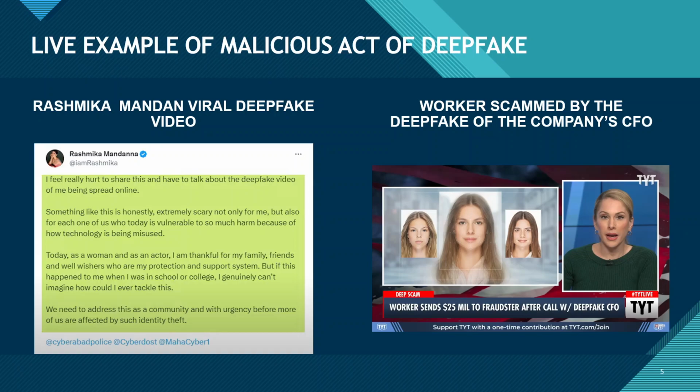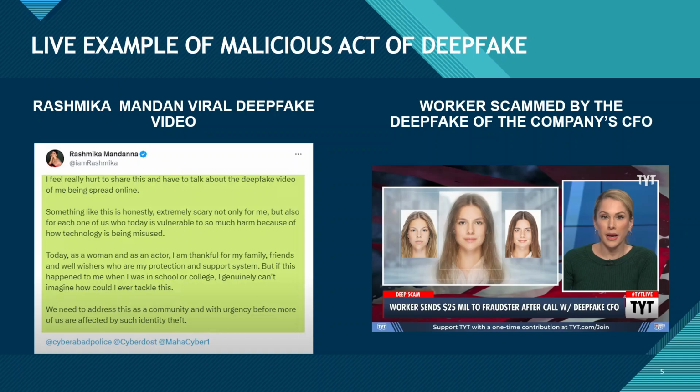Case one: Rashmika Mandanna's viral deepfake video. This Indian actress fell victim to a deepfake that went viral. The video showed her face superimposed on someone else's body in a compromising situation. This is a clear example of how deepfakes can be used to damage a person's reputation and cause emotional distress.